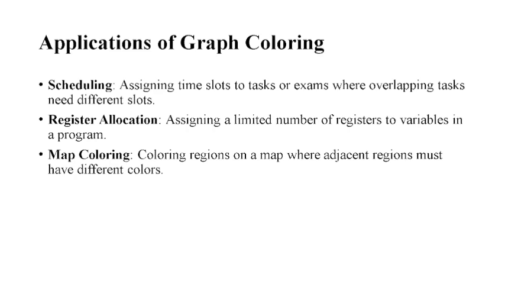Applications of graph coloring. Scheduling: assigning time slots to tasks or exams where overlapping tasks need different slots. Register allocation: assigning limited registers to variables in a program. Map coloring: coloring regions on a map where adjacent regions must have different colors.